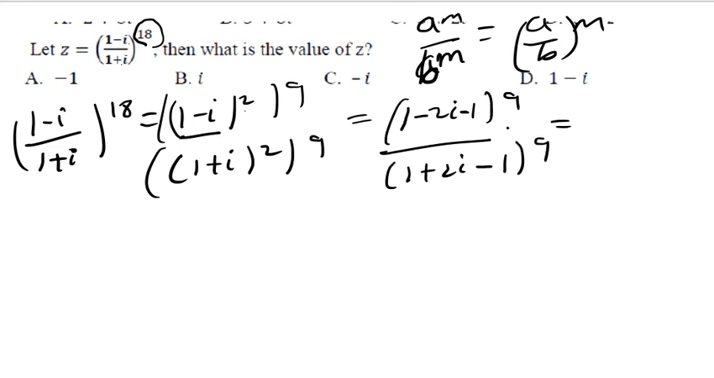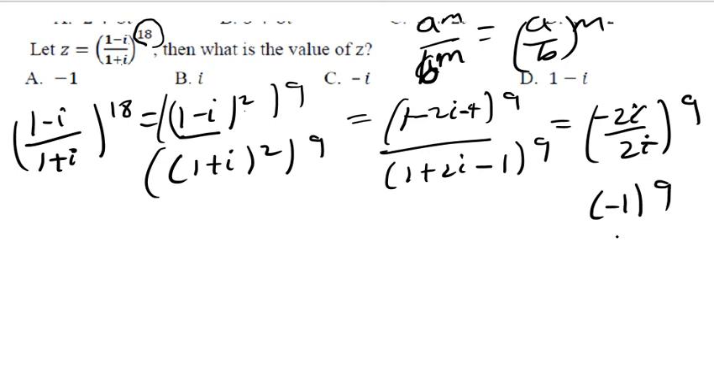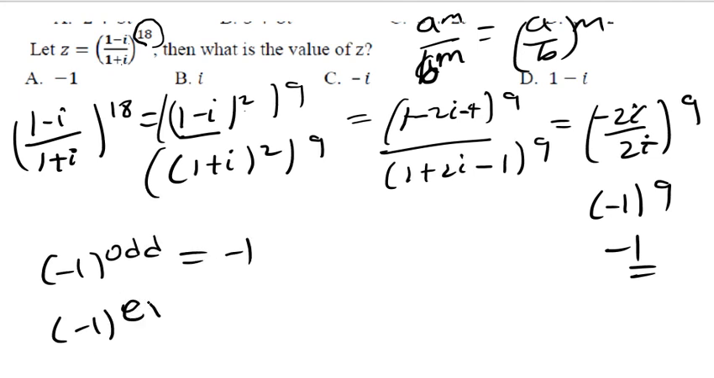This is going to be 1 minus 1 will be cancelled, so negative 2i over 2i, the whole to the power of 9. We can take the exponent for each as common, and then cancel i by i, and negative 2 over 2 will be negative 1. Negative 1 to the power of 9 is the same as negative 1, because negative 1 to the power of odd will always be negative 1, and negative 1 to the power of even will be just 1. So the answer will be negative 1, which is found at A.